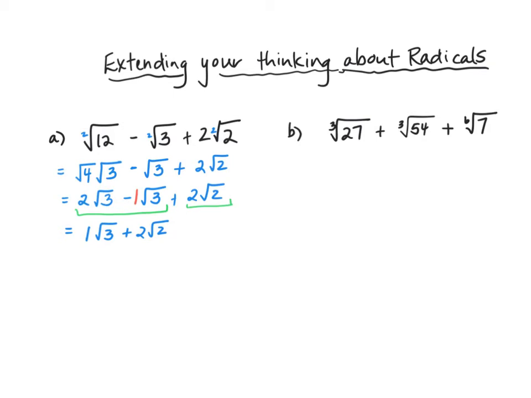So if we are going to try to simplify cubed roots instead of simplifying square roots, we need to think about numbers that are perfect cubes instead of perfect squares. So let's look at what those could be.